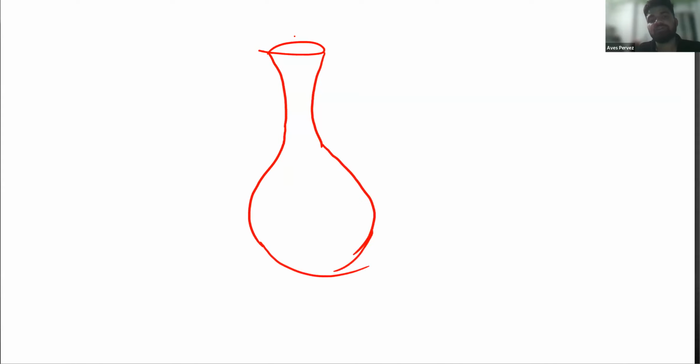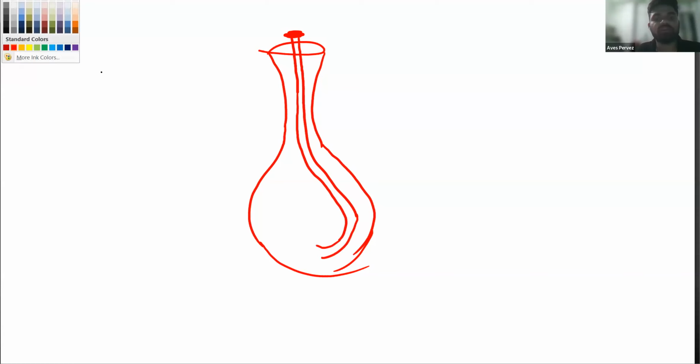Okay. So this is a pollen grain. When it comes over it, it starts germinating a pollen tube, like this. And inside this pollen tube, there are the two male gametes.